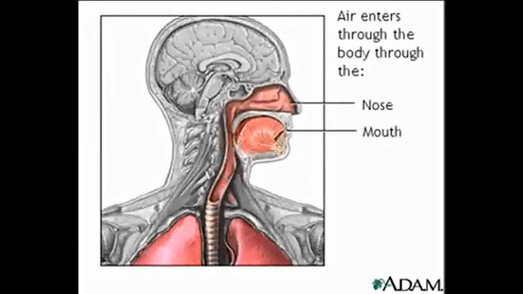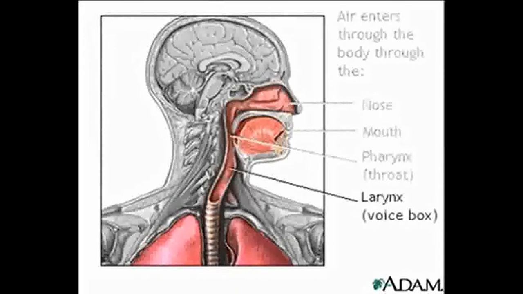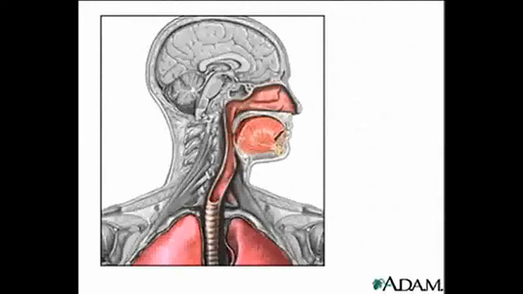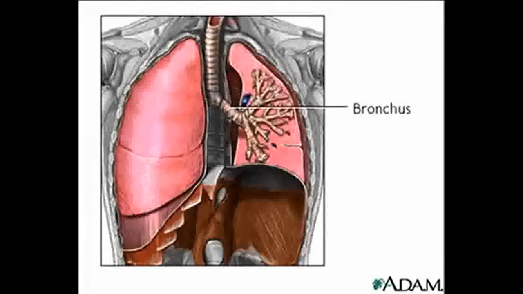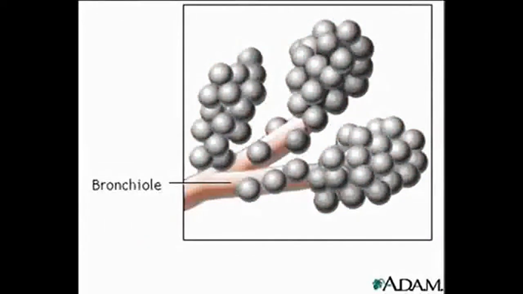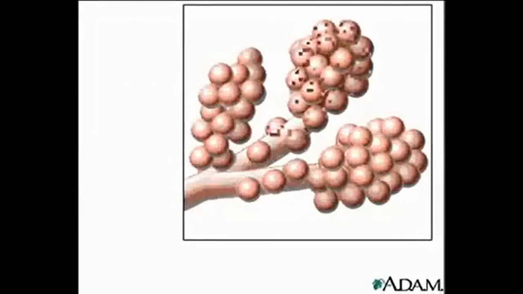Air first enters the body through the mouth or nose and quickly moves to the pharynx or throat. From there, the air passes through the larynx or voice box and enters the trachea. The trachea is a strong tube that contains rings of cartilage that prevent it from collapsing. Within the lungs, the trachea branches into a left and right bronchus, which further divide into smaller and smaller branches called bronchioles. The smallest bronchioles end in tiny air sacs called alveoli, which inflate during inhalation and deflate during exhalation.